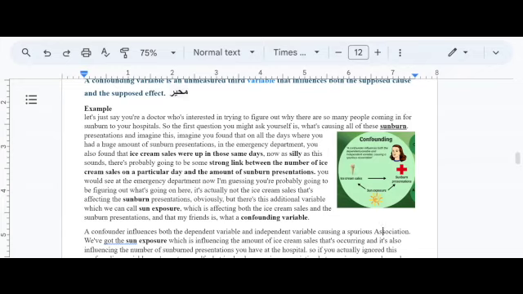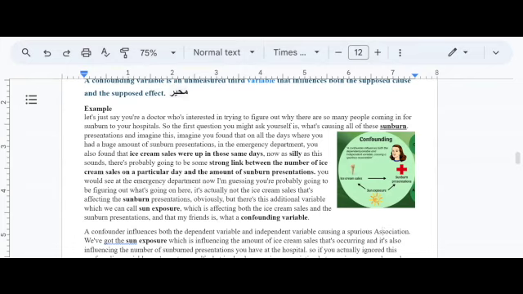You would see that the emergency department now, I'm guessing you're probably going to be figuring out what's going on here. It's actually not the ice cream sales that's affecting the sunburn presentations, obviously, but there's this additional variable which we can call sun exposure, which is affecting both the ice cream sales and the sunburn presentation. And that, my friend, is what's a confounding variable.